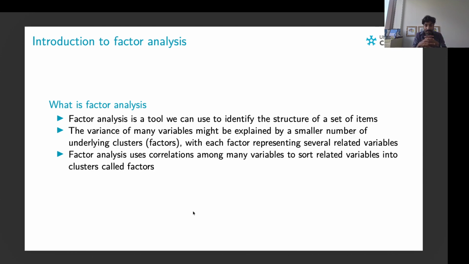So the factor consists of many items that are interrelated. So again, interrelated, correlations, that's the link there. Factor analysis uses correlations amongst many variables or items. I'm going to use these words interchangeably because the items could be variables, variables could be items, to sort related variables into clusters called factors. So that's the terminology. You have survey items, which could be variables, and they cluster together onto related factors.